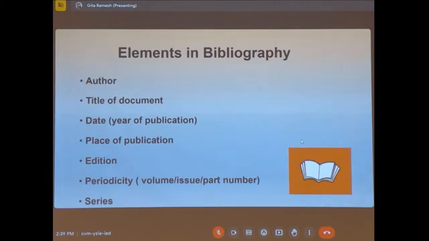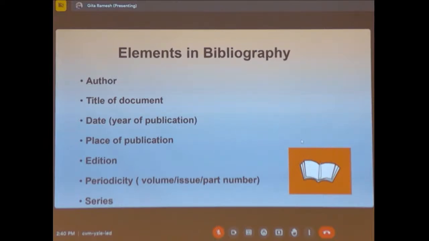So, the elements of a bibliography are the author, because any article or any reference has an individual tag to it. That is the author. Then you have the title of the document, the date or year of publication, the place of publication, the edition, the periodicity, and series. These are the important elements in bibliography.